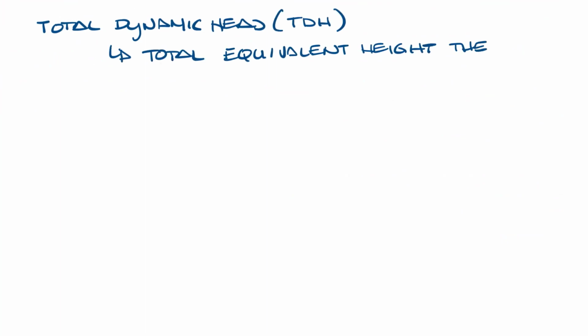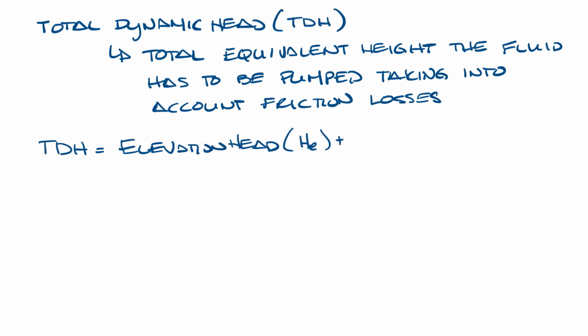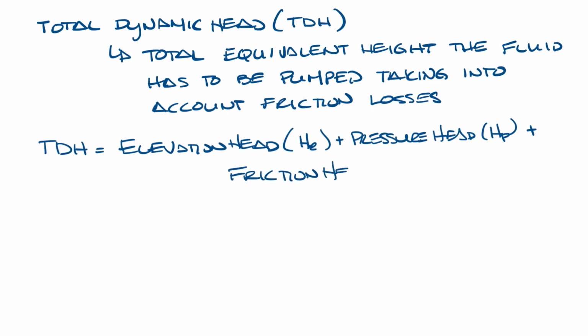Another term you'll hear is total dynamic head, TDH. It's the total equivalent height that the fluid has to be pumped, taking into account friction losses in the pipe. TDH equals elevation head, HE, plus pressure head, HP, plus friction head, HF.